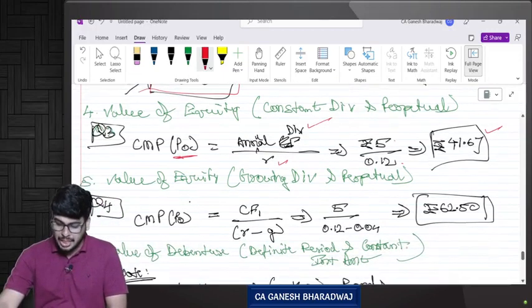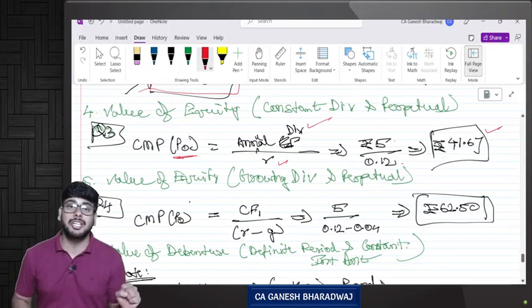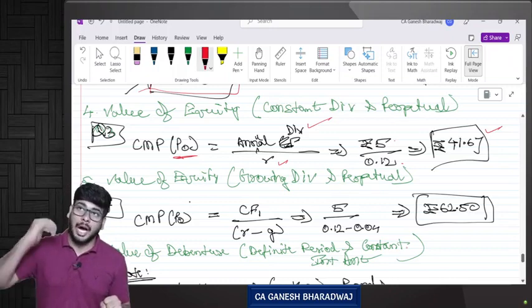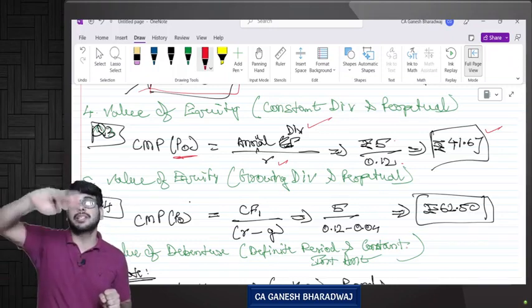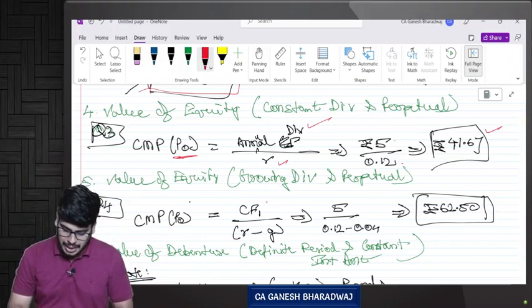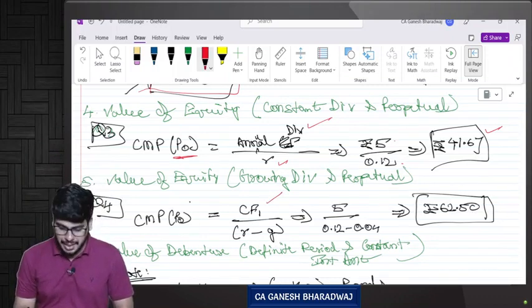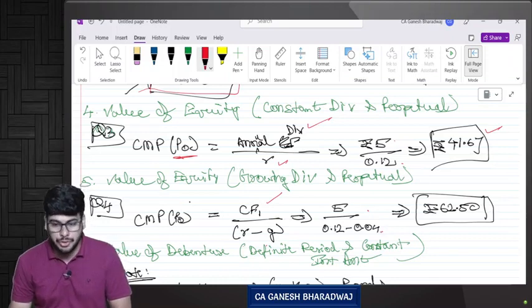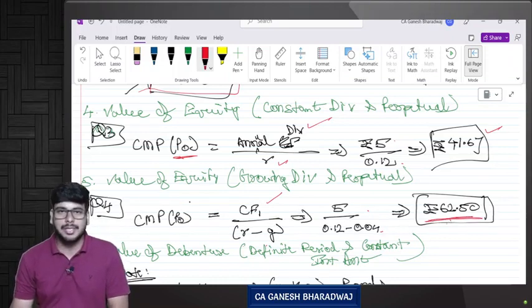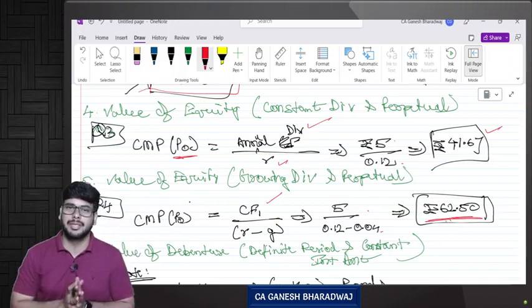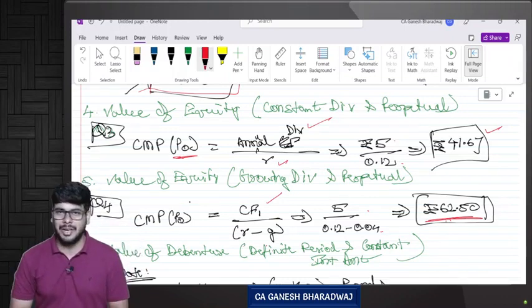Look at this. That's about it. Very, very simple. So how do you value an equity share that you are planning to hold up to perpetuity, but every year there is a growth in the dividend? Very simple. Cash flow at the end of year 1 divided by your discount rate minus growth rate. 5 divided by 0.12 minus 0.04, that gives you how much? Rupees 62.50. Are you clear with this? Very, very simple.